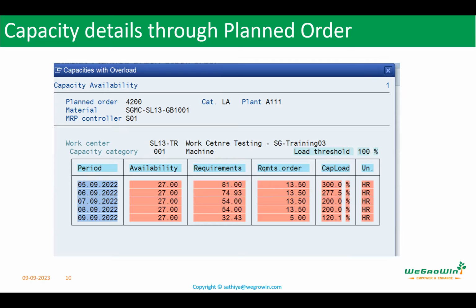See here, the capacity check is showing date-wise. What is the availability? What is the requirement for this particular order? What is the capacity overload? All these details you can see. So 300.0% means that on the 5th of September, the machine is overloaded by 300%. The requirement is 81 hours. It is available only 27 hours. Okay, 300%.